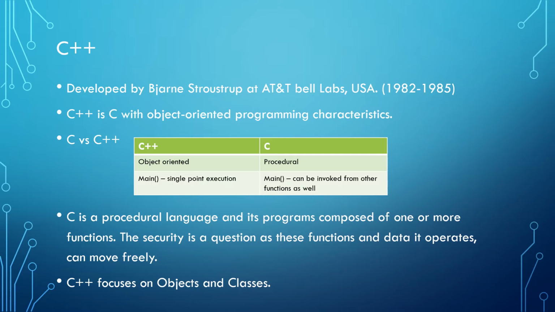You all know that the C language is a procedural-oriented language. A procedural-oriented language means the program is decomposed into a number of functions. We will give importance to functions rather than the data. The data here will be moving freely. So in order to provide security to the data, C++ was created with object-oriented programming. So here C++ focuses on objects and classes.